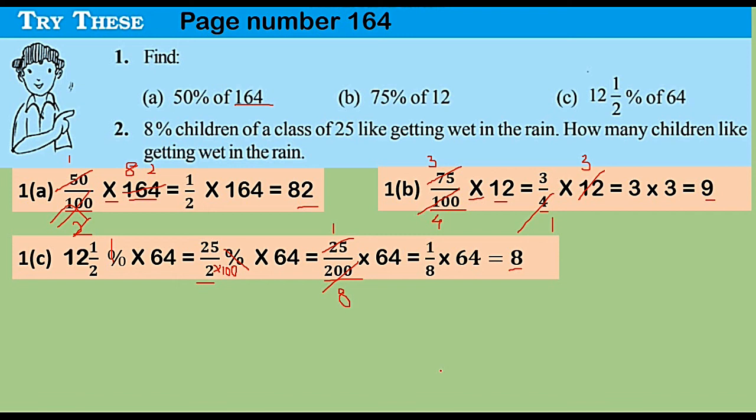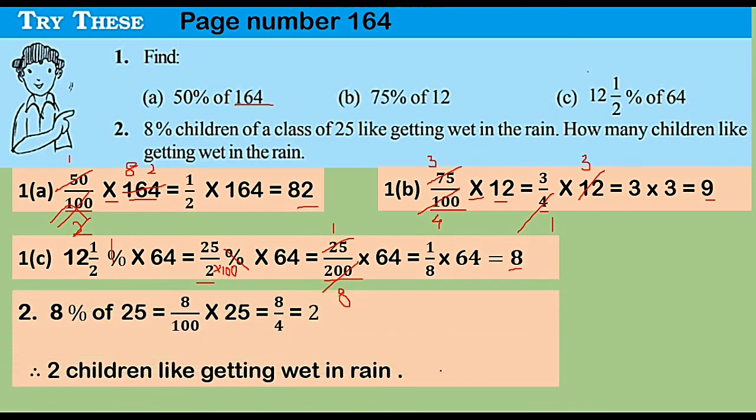Question number 2. 8% of children of a class of 25 like getting wet in the rain. So 8% of 25. 8% I have written in fraction as 8 upon 100, multiplied by 25. So what will I get? 25 ones are 25, 25 fours are 100. So 8 upon 4 is 2. So how many children like getting wet in the rain? 2 children.